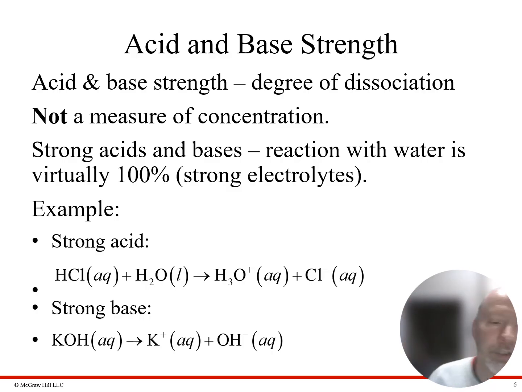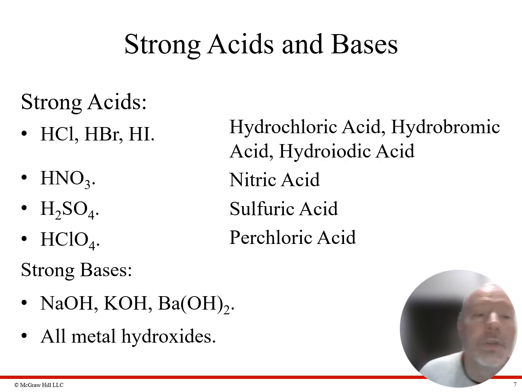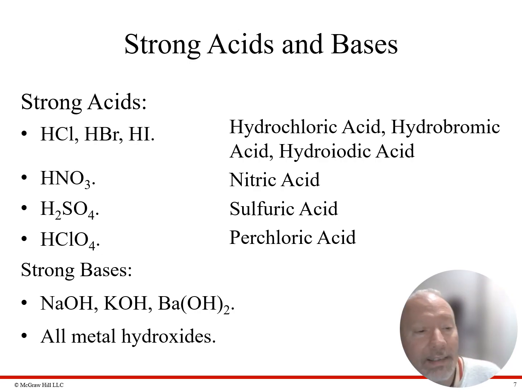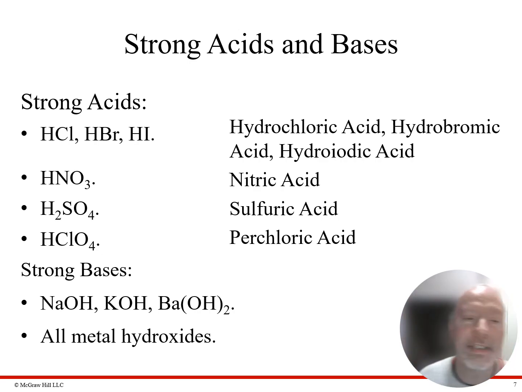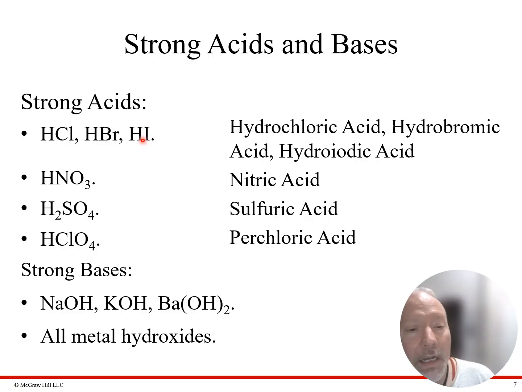A strong acid or a strong base doesn't give us any numbers to tell us just how many protons are there, or, if we have a strong base, how many hydroxide anions are there. We don't know. So strong acids, these are a list of them. You should probably memorize them. When it's a strong acid, you have an arrow that goes in one direction.